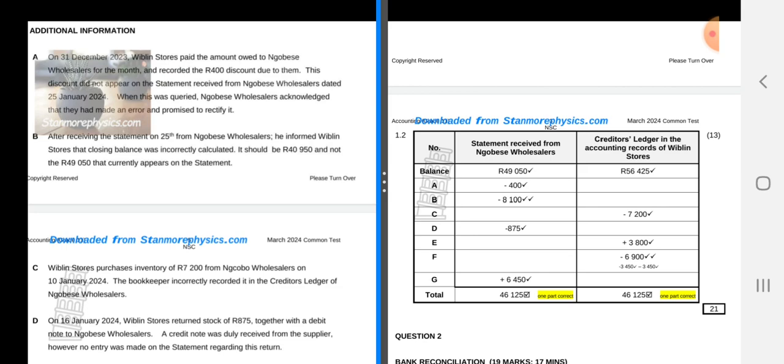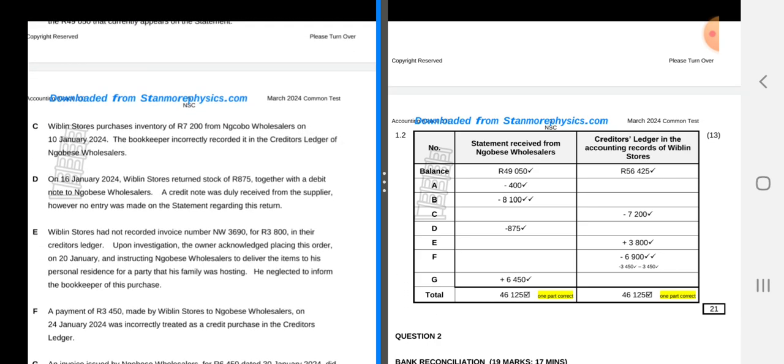B says, after receiving the statement on the 25th from Ngobeze Wholesalers, he informed Webin Stores that closing balances were incorrectly calculated. It should be 40,950 and not 49,050 that currently appears on the statement, which means the balance was overstated. It was supposed to be 40,950, but it's 49,050. So we're going to take 49,050 and then subtract 40,950. We're going to get 8,100. So when you take the 49,050 and subtract the 40,950, you are going to get 8,100 rand, which should be subtracted because it shows that it was overstated. The balance was overstated by 8,100.